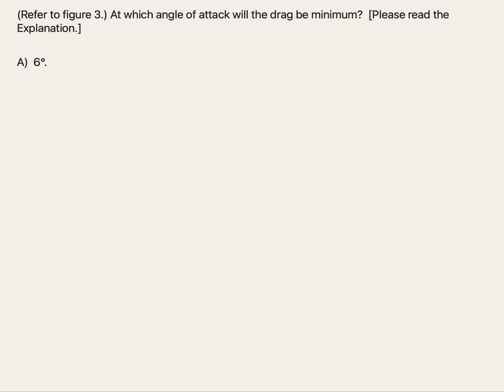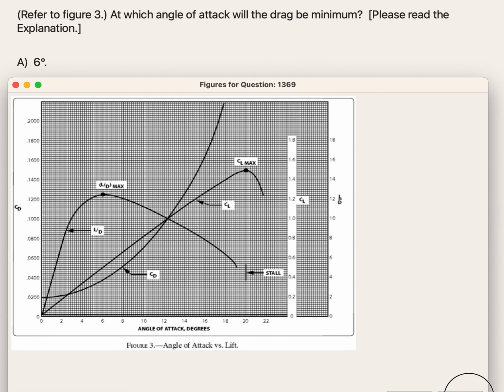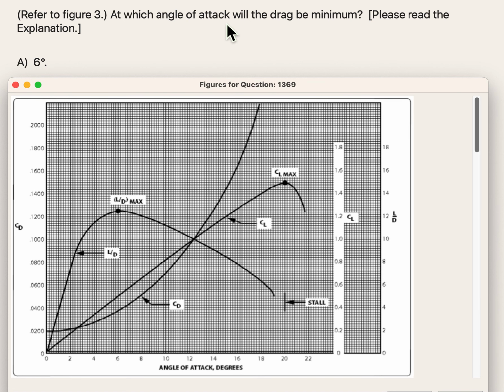All right, open up the figure. At which angle of attack will drag be minimum? 6 degrees. So drag is minimum at this point. Lift drag ratio.